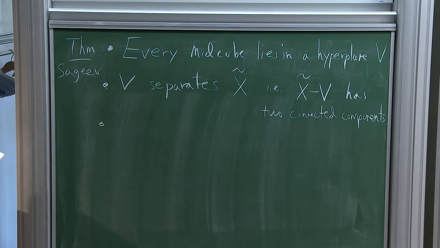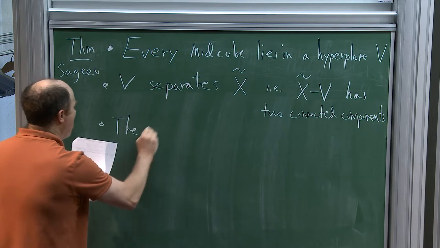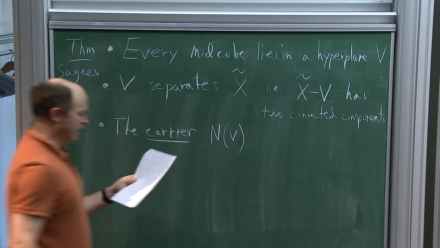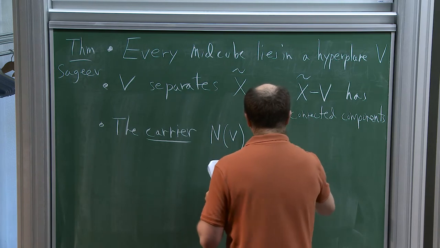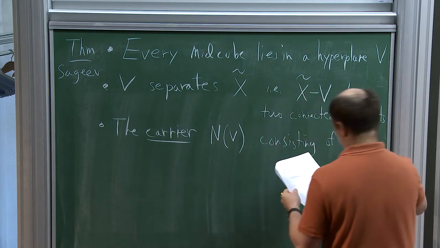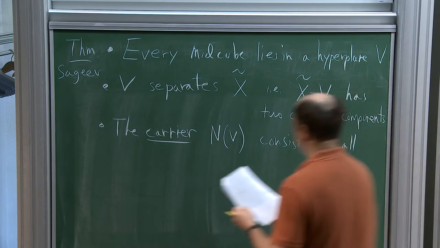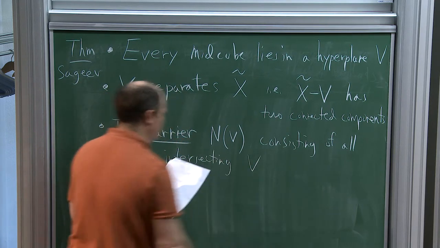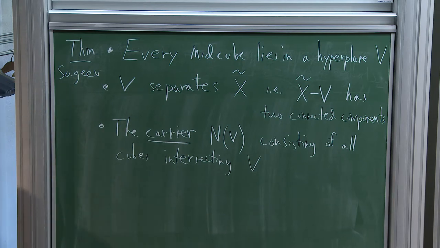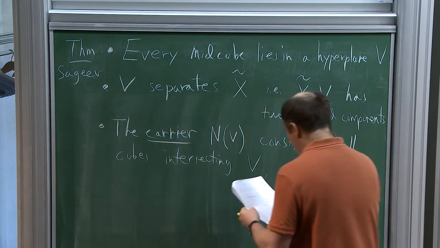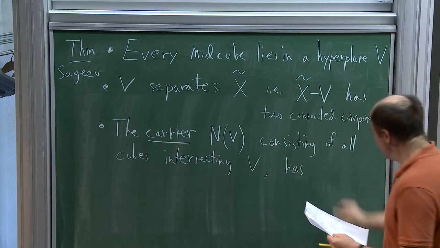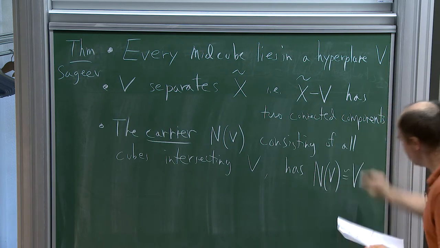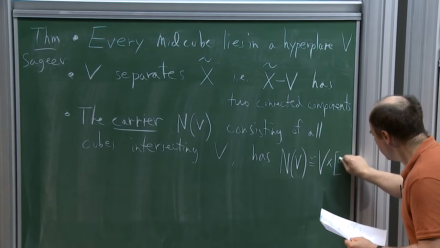Actually, even stronger than that, what we call the carrier N of V, which consists of all the cubes, the union of all cubes intersecting V, all the cubes that carry its mid cubes, has the property that it is isomorphic to a product of V and a 1-cube.